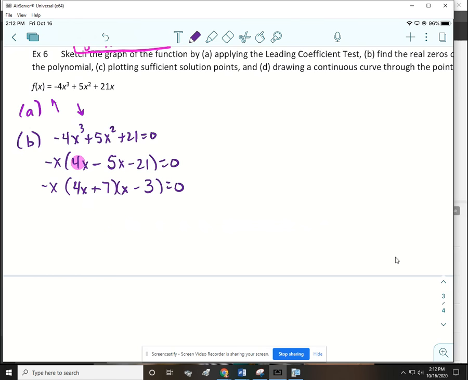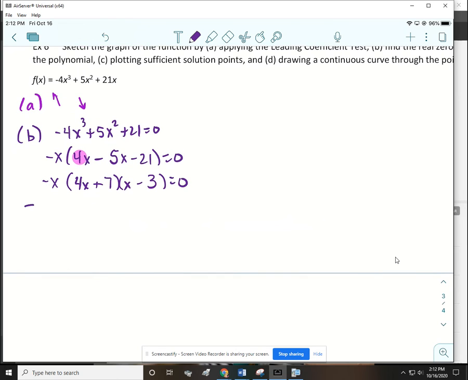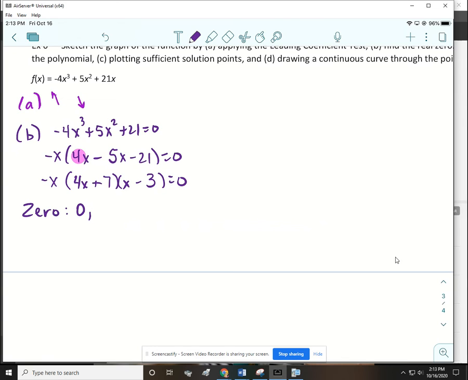Okay, so I would love for you guys to just be able to look at the factors and tell me the zeros. So a factor of negative x is going to be a 0 of 0. For 4x plus 7, we do the opposite sign, and then we will take 7 and divide it by the 4. And then for a factor of x minus 3, that is going to be a 0 of 3.